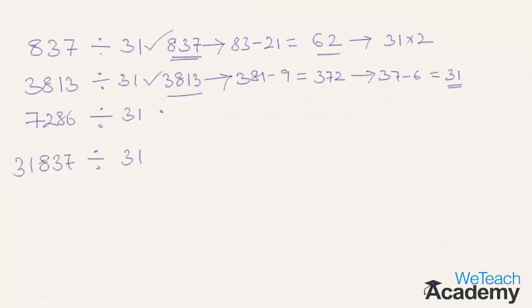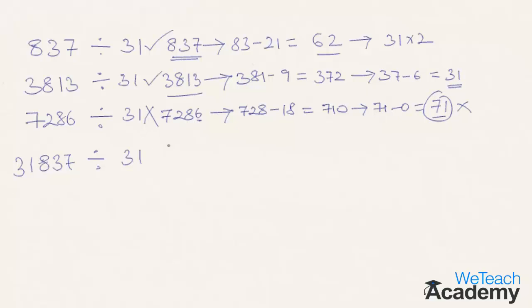Coming to the next number, that is 7286, and 3 times the last digit 6 is 18. Subtracting it from the remaining number 728, which can be written as 728 minus 18, which is equal to 710. Now repeating the concept again, 3 times the last digit 0 is 0, and subtracting this 0 from the remaining number 71 is equal to 71. Since 71 is not divisible by 31, the given number is not divisible by 31.